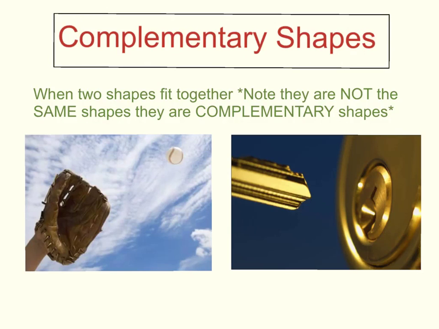I've put a special note here because there's often a misconception. You need to note that they are not the same shapes. They are complementary shapes. So the two examples I'm using, a ball fitting into a baseball glove, those two shapes are complementary, one fits into the other. And a really common example is the lock and key. The key fits perfectly into the lock because they are complementary shapes. Note that if they were the same shapes, then they wouldn't fit together. It is the idea that they are complementary.